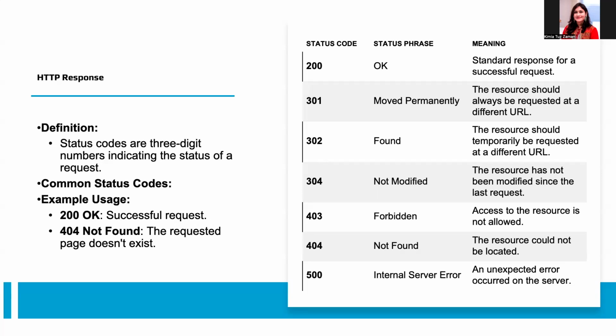403 Forbidden. This indicates that the server understood the request, but the client does not have permission to access the resource. Now, 404 Not Found, one of the most well known codes, indicates that the requested resource could not be found on the server. And finally, the 500 Internal Server Error. This code is returned when something unexpected happens on the server and it cannot process the request.